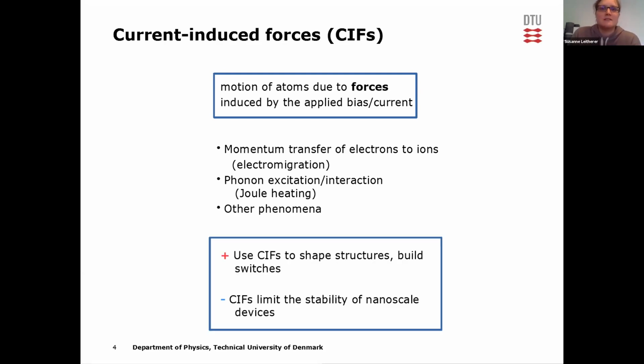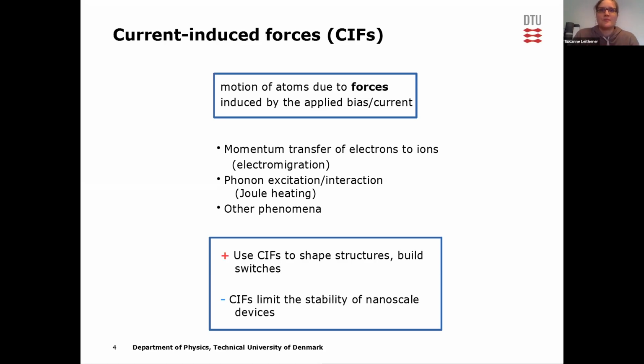And as I just showed you, these forces can be exploited to shape structures or build switches, but on the negative side, they're actually one of the main limitations to the downscaling of nanoscale devices. If the functionality should depend only on the position of a few atoms, then these effects become relevant.